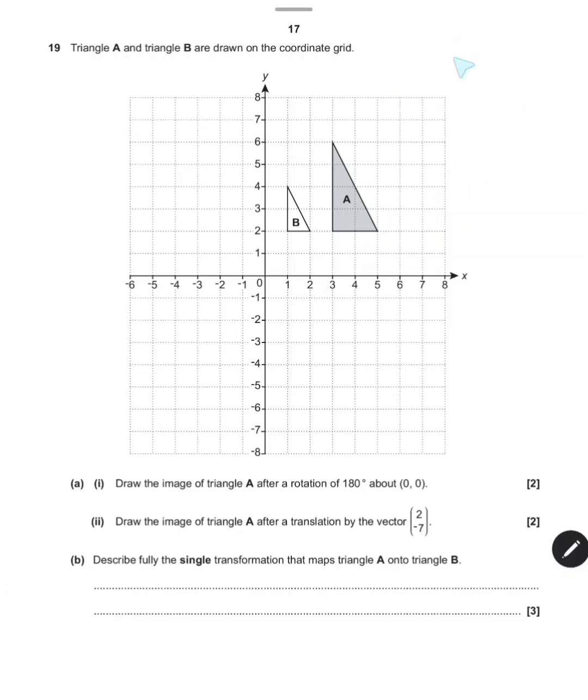Question 19, we've got two triangles, A and B. And what we're asked to do first is draw the image of triangle A after a rotation of 180 about 0, 0. And it's difficult to show this using the device I'm using. You'd grab some tracing paper. You would trace triangle A. You would put your pencil on 0, 0, and you'd spin your tracing paper around 180 degrees, half a turn. And if you do that, your triangle is going to line up right there.